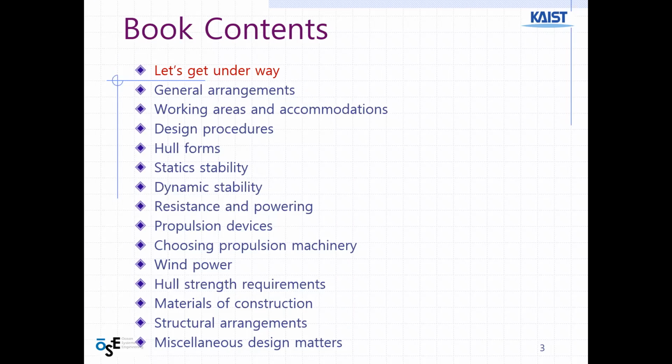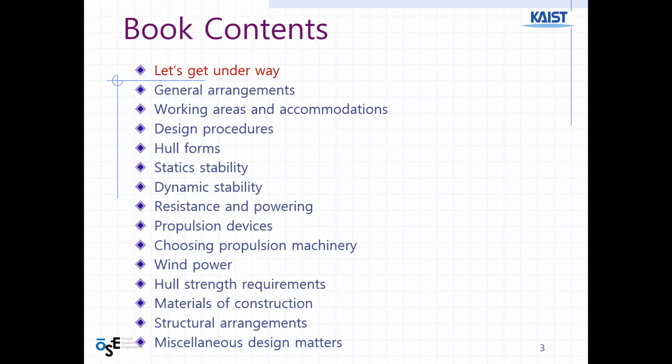So I'll try to cover the first chapter and also other histories. We will see general arrangement and accommodation, design procedure of ship, and hull forms. Hull form is the outside skin of the ship. How can you design the outside skin shape as a hull? And stability is important, otherwise the ship can capsize. There is static stability and dynamic stability too.